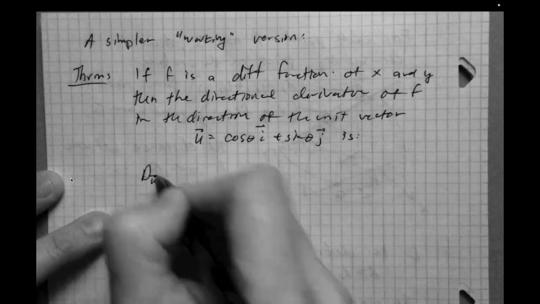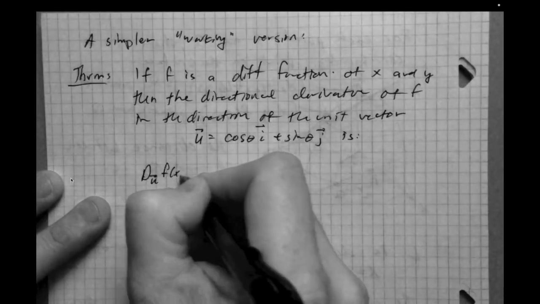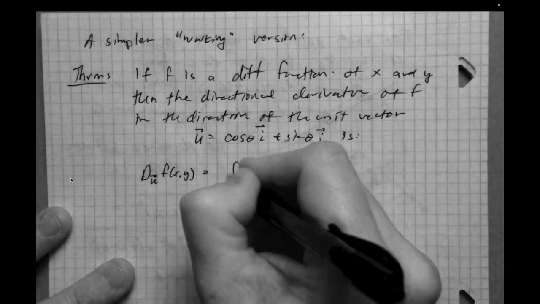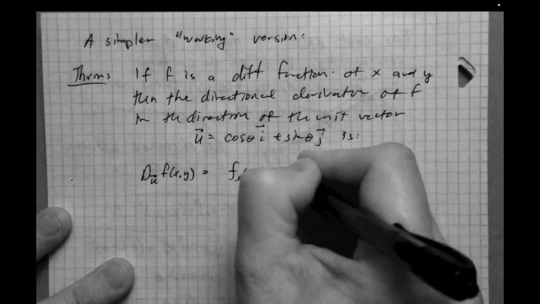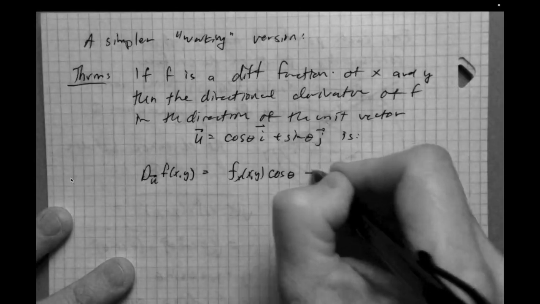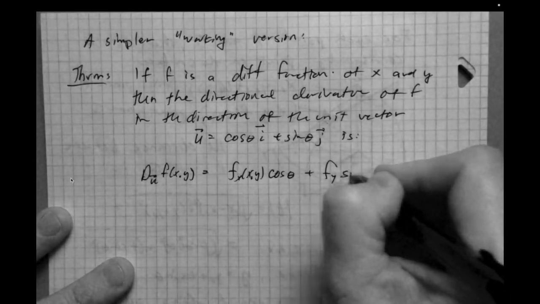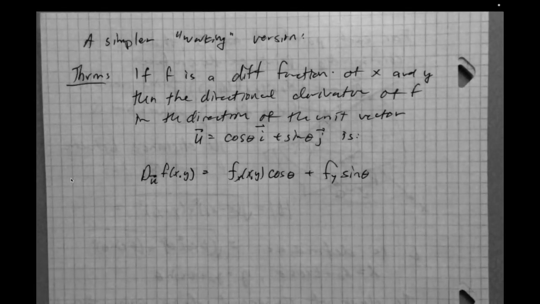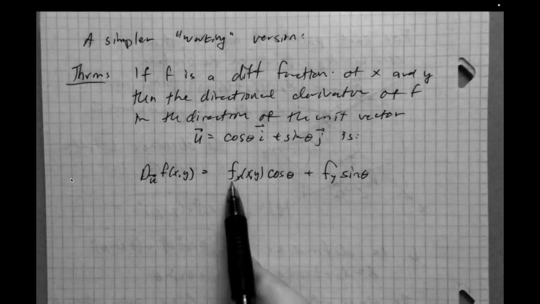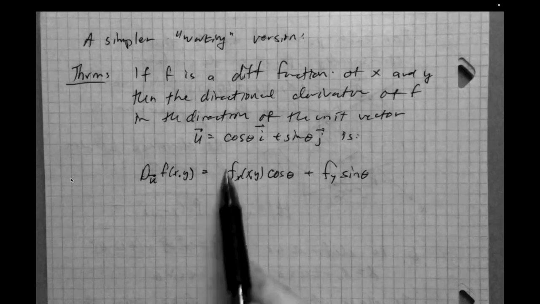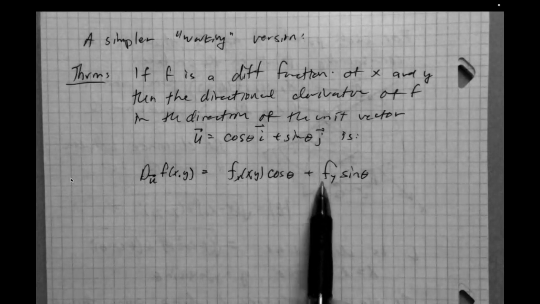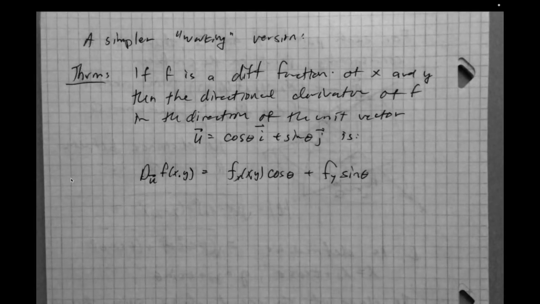It's D, same notation, but here what we're going to do is take the partial of x times cos theta plus the partial of y times sine theta. Okay, and that's going to give us the directional derivative. So it's the partial of f with respect to x times the cosine theta plus the partial of f with respect to y times sine of theta.